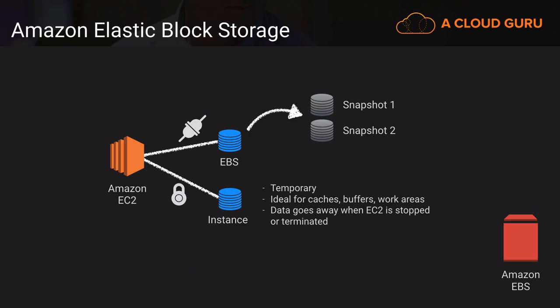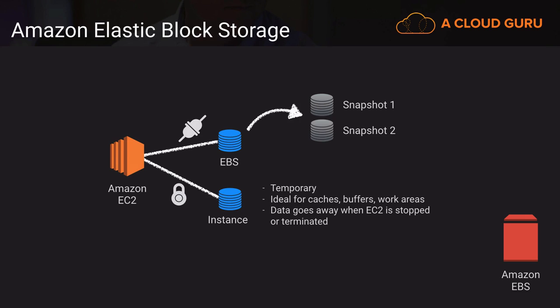Let's compare and contrast EBS versus instance stores. Now, the most important thing to remember about instance stores is think of them as temporary. They are only available when the EC2 instance is running. When you stop it or terminate it, that data goes away. And instance stores are locked to that EC2 instance. Now, EBS volumes, on the other hand, are not locked. You can attach them and detach them and attach them to other EC2 instances. You can also create snapshots.